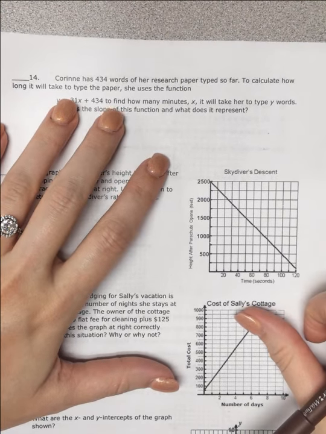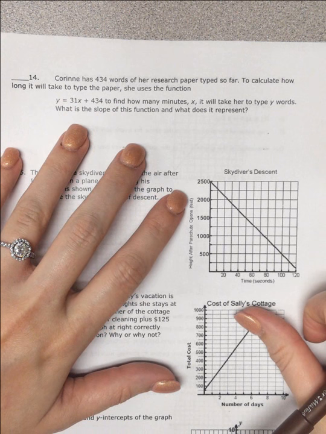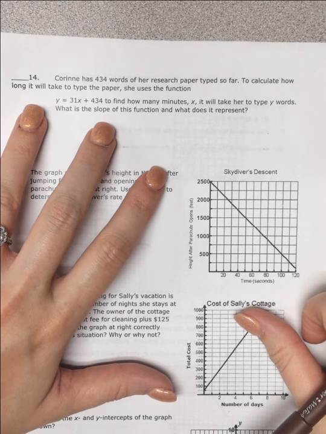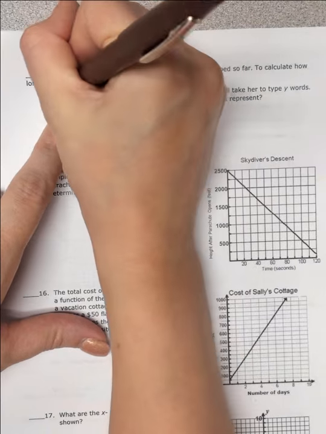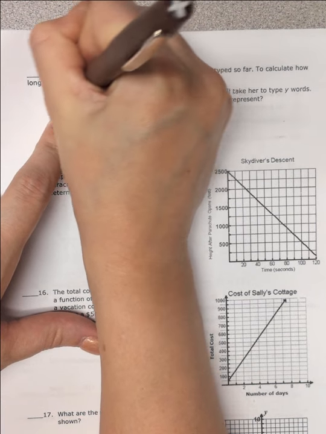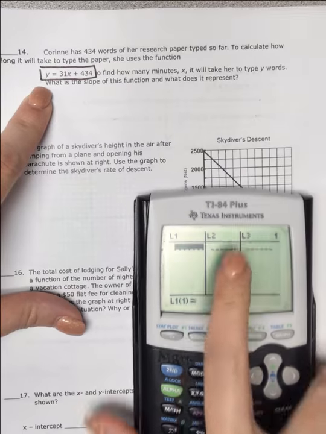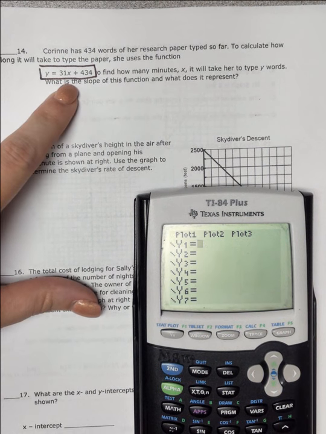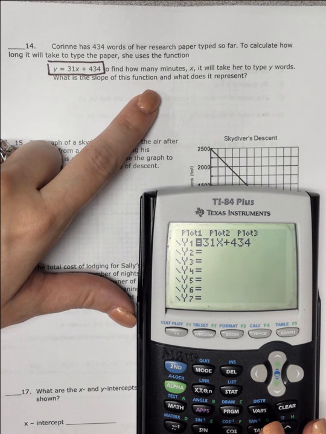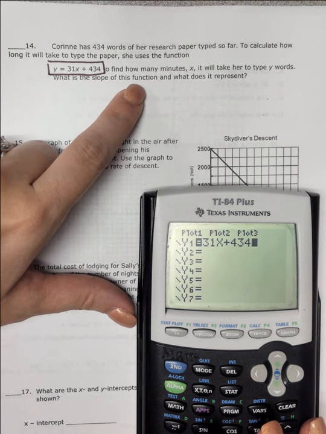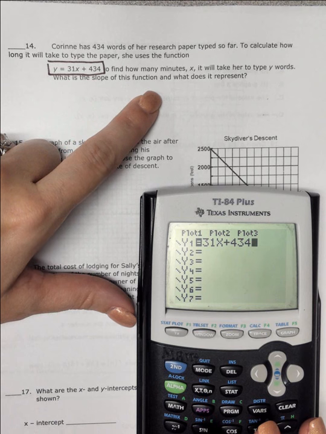Corrine has 434 words of her research paper typed so far. To calculate how long it will take her to type the paper, she uses this function. Plug it in the calculator because we got a function. I don't know if I'm going to need it, but it takes 2 seconds. Okay? To find out how many minutes x it will take her to type y words. What is the slope of the function and what does it represent?